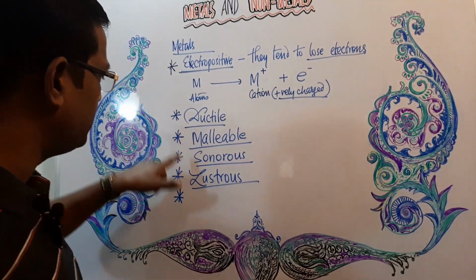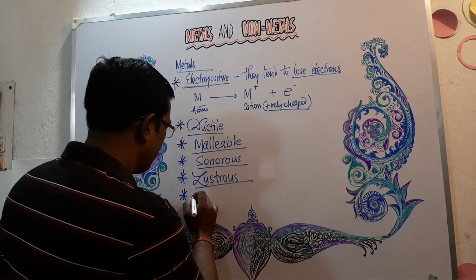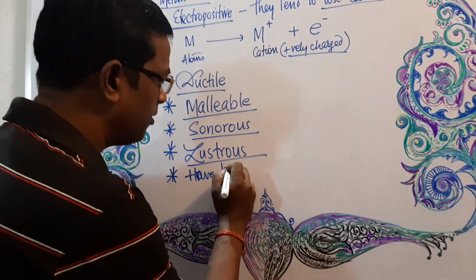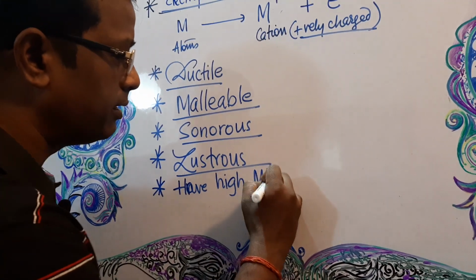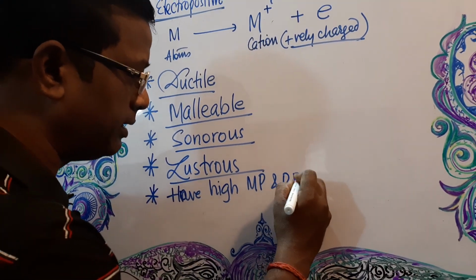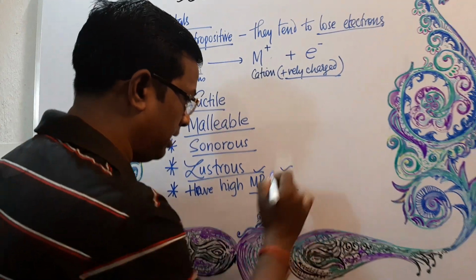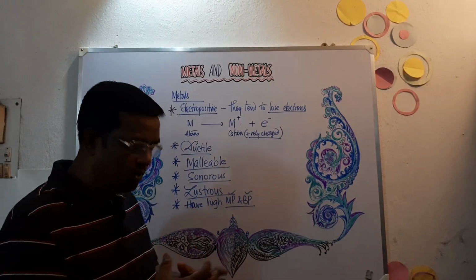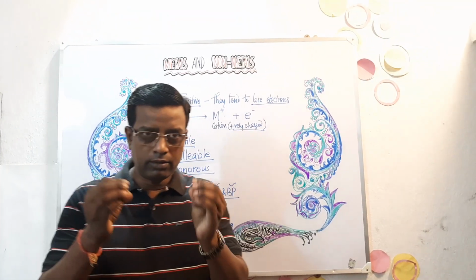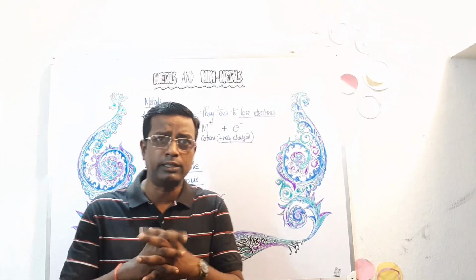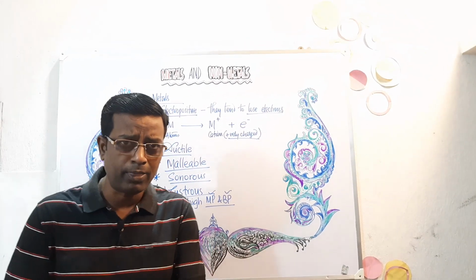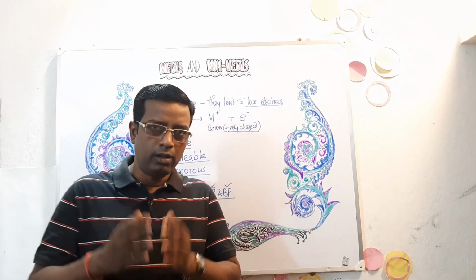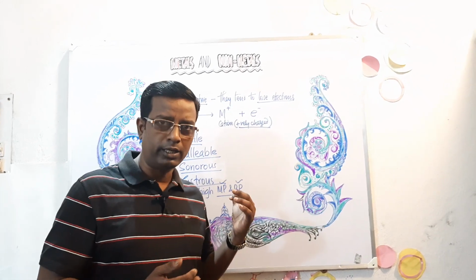Next important property is that they have high melting point and boiling point. In metals, the particles are bonded very closely. They are tightly packed by strong forces of attraction. So we need more heat energy to overcome them, and hence their melting and boiling points are pretty high.